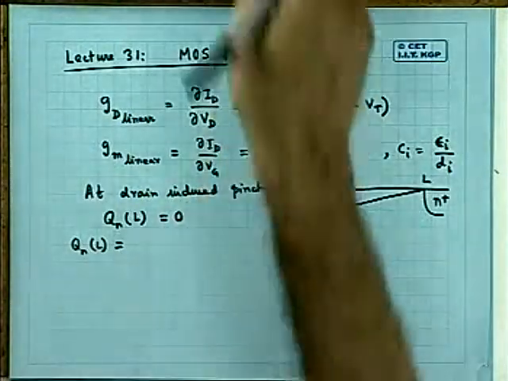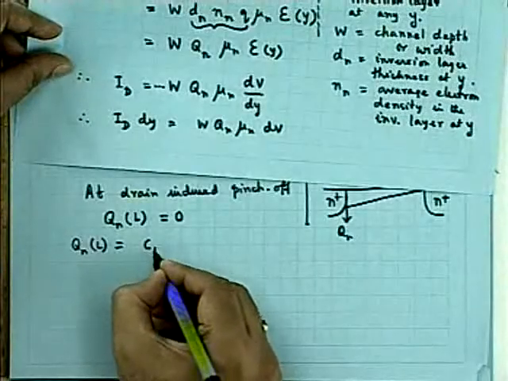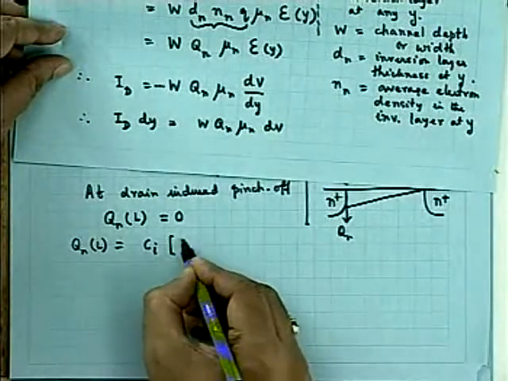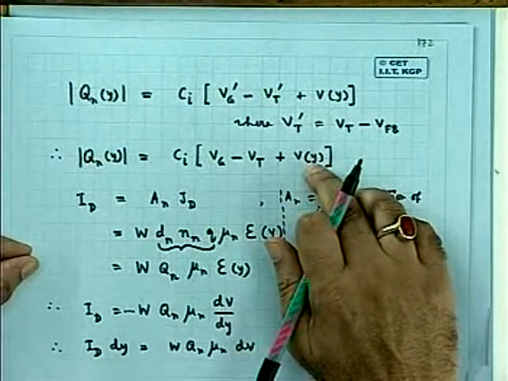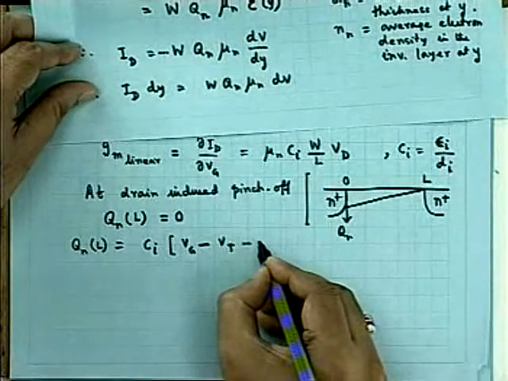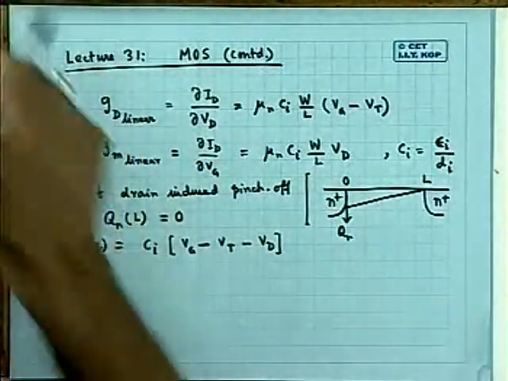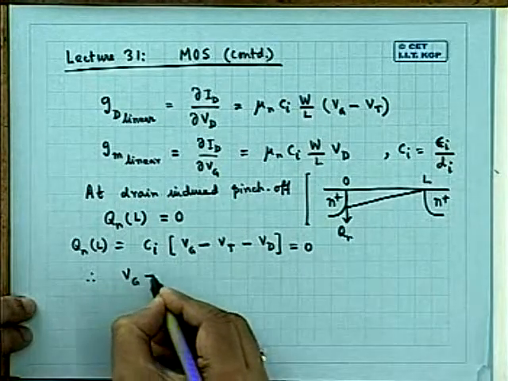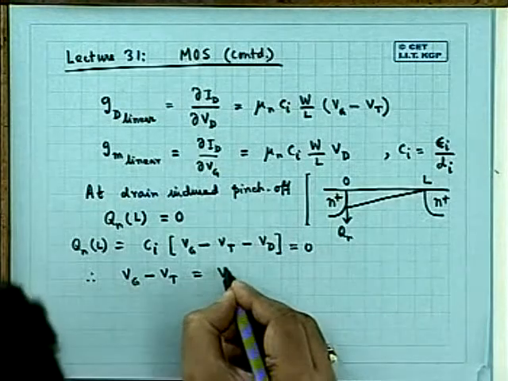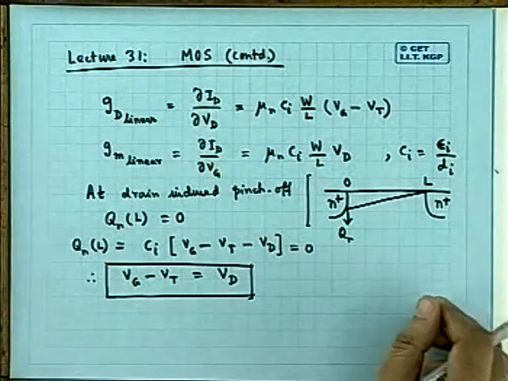And what is Qn(L)? Just check the value of Qn(y) which you have derived. From there, Qn(L) is equal to Ci into Vg minus Vt, minus V at y equal to L, which is Vd, that is minus Vd. And that is equal to zero. Therefore, Vg minus Vt is equal to Vd. So this is very important.